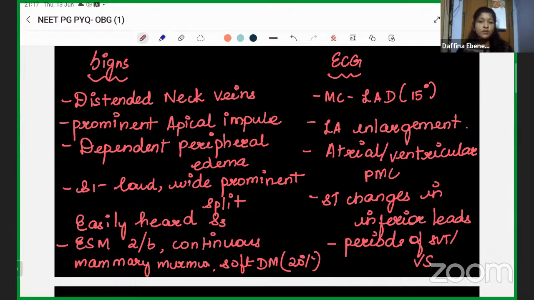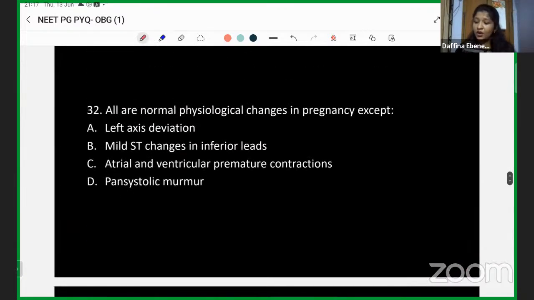ECG changes, most common is a left axis deviation. There can also be a left atrial enlargement, atrial or ventricular premature contractions, ST changes in the inferior leads, and periods of supraventricular tachycardia or ventricular systole. Okay. So now coming to our question, all are normal physiological changes in pregnancy except... left axis deviation is normal.